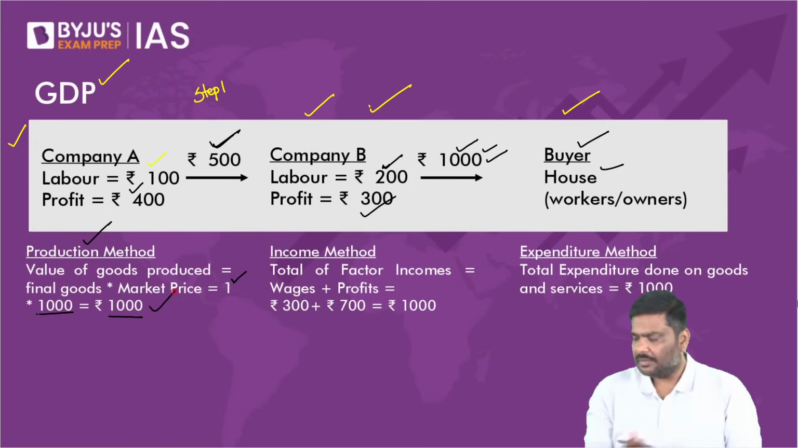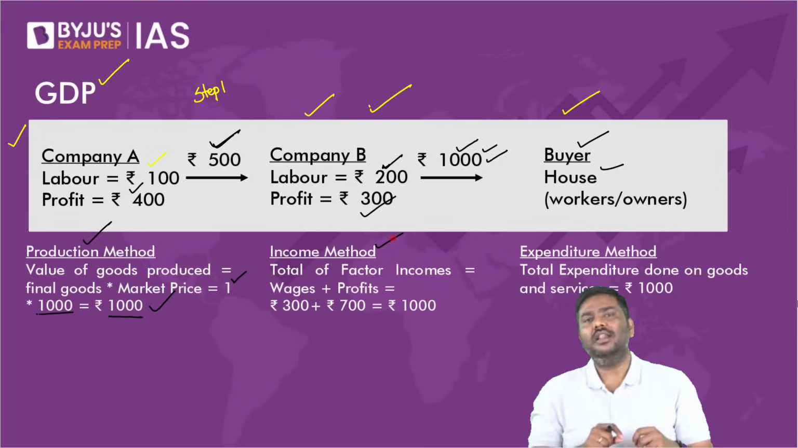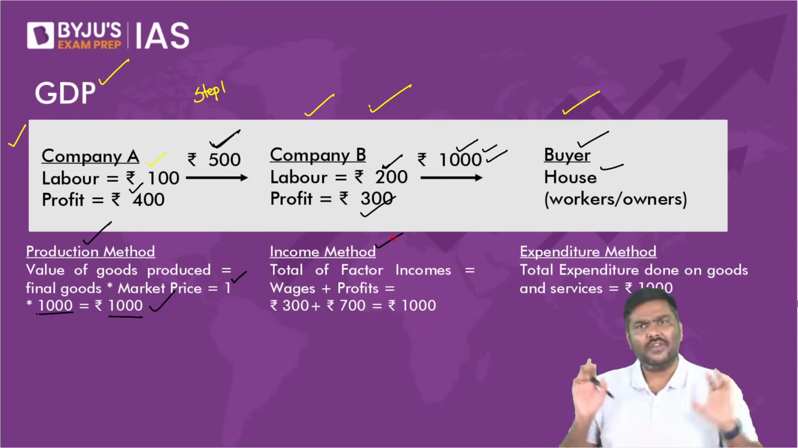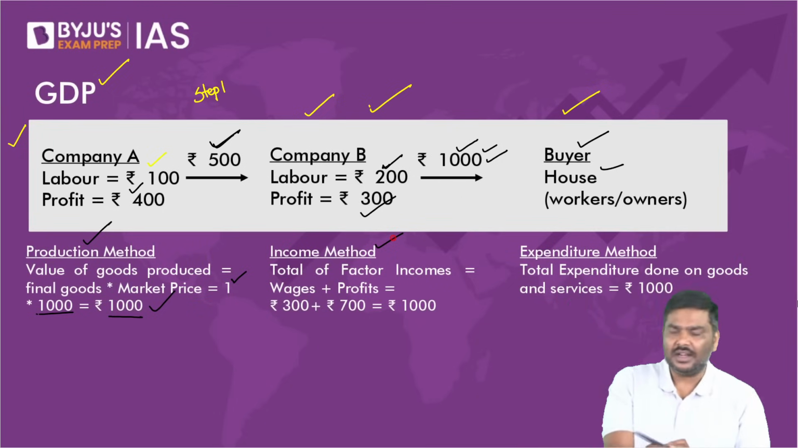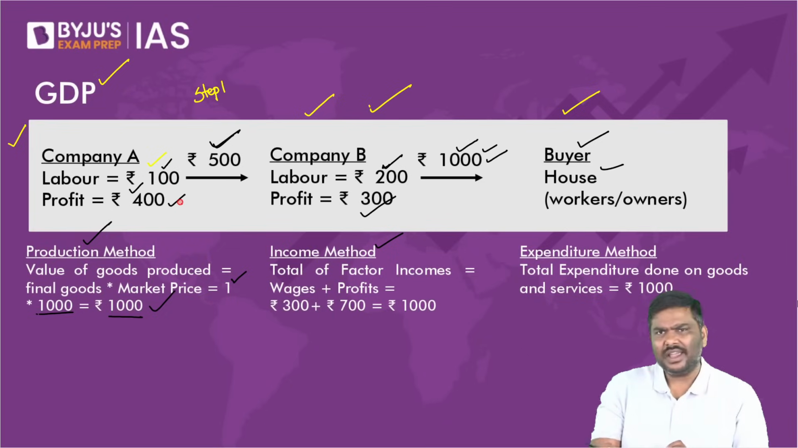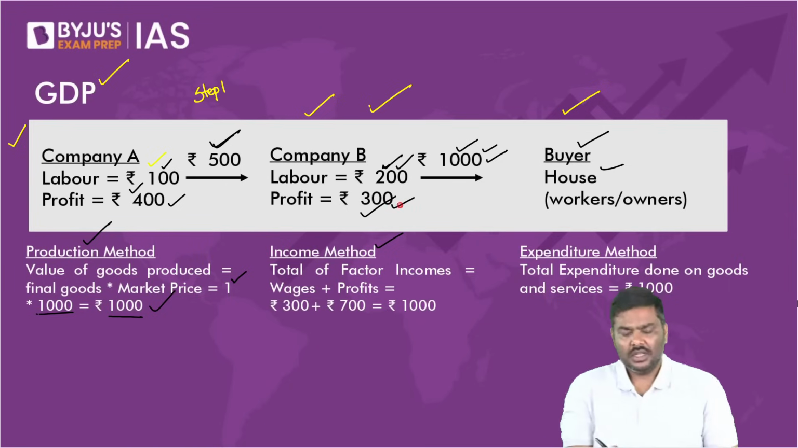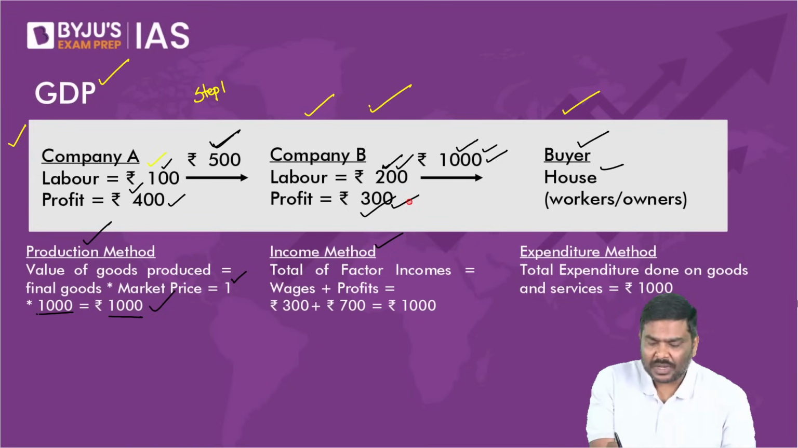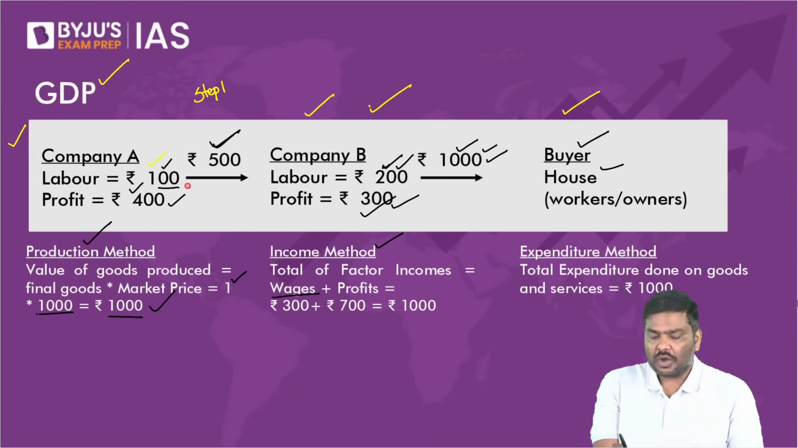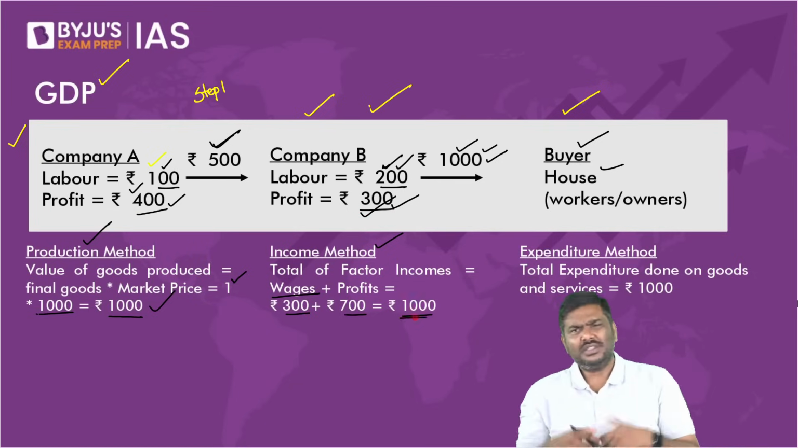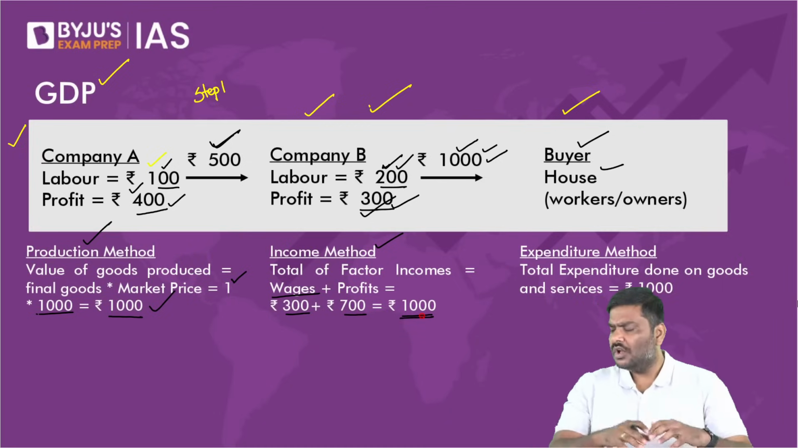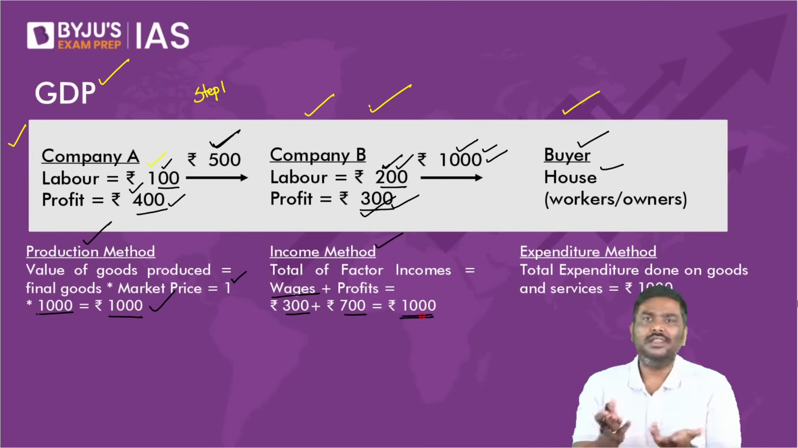Come to the second method, income method. Total factor incomes. Count the total factor incomes. Here factor income is 100 plus 400. Here factor income is 200 plus 300. So wages are 100 plus 200, 300 rupees. Profits are 300 plus 400, 700 rupees. So what is the GDP through factor income method? The sum total of all the factor incomes is basically 1000 rupees.